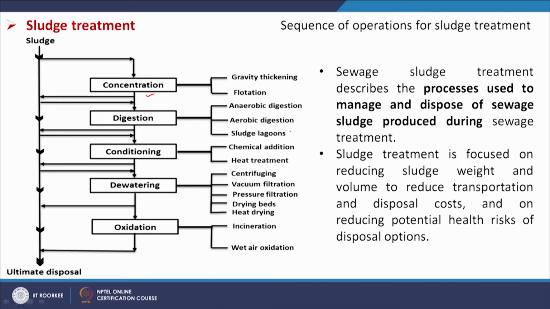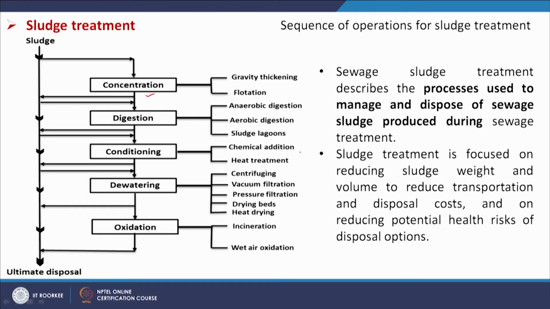Next step is conditioning. In this step some chemicals are added or some heat treatment is applied, so that the separation of the solids present in the sludge becomes easier. So, that is chemical addition and heat treatment. Next step is dewatering. Here the water content is removed from the sludge, like say centrifuging, vacuum filtration, pressure filtration, drying beds, heat drying, etc. These are the different methods which can be used for this purpose.